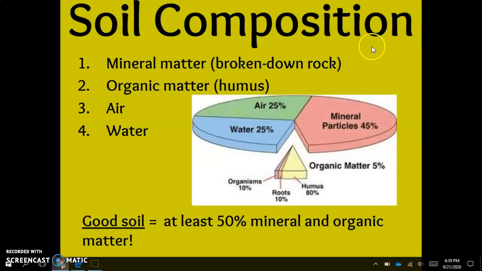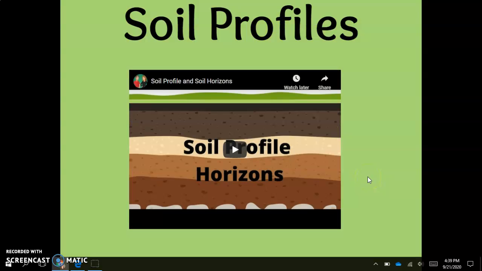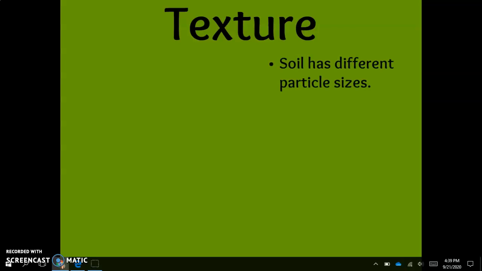So you guys have this pie chart in your notes that you'll be filling in. So soil consists of 25% air, 25% water, partially mineral particles, and then the rest is organic matter. And that organic matter can be organisms, roots, and humus. Here is a video that if you are not in the Zoom meeting, I highly suggest you go back and open your slides and watch. It will go over the soil profile horizons.